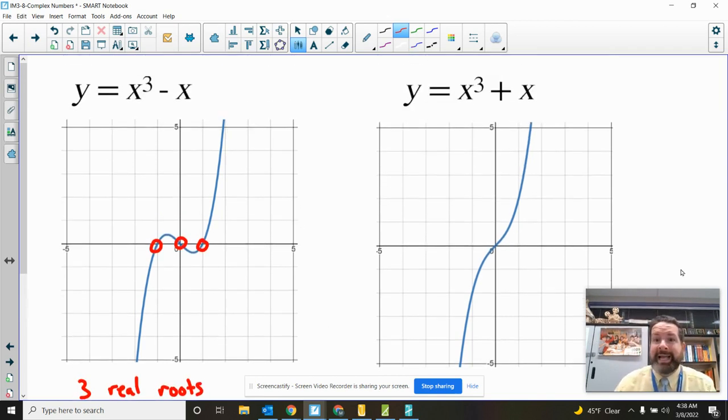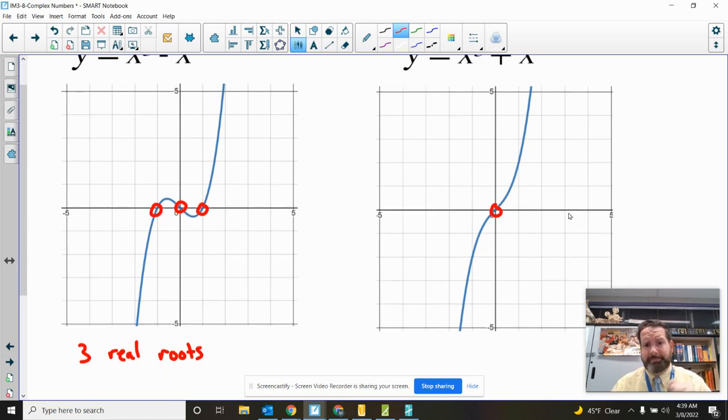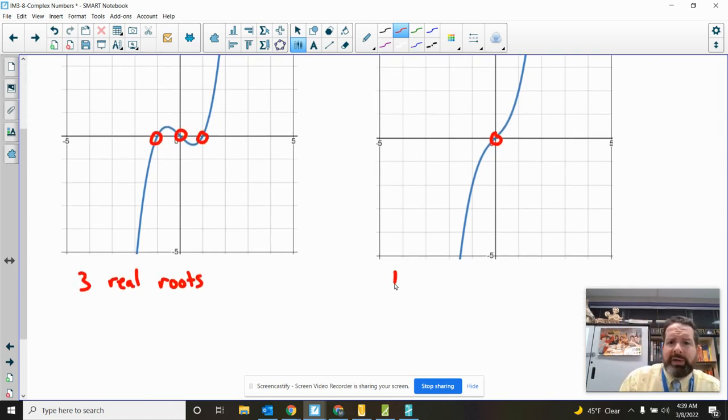As we take a look at this second one, I can see that there's a real root right here. By looking at the graph, I see that x-intercept. Now I notice that it, again, goes straight through the graph. So it's a 0 with a multiplicity of 1. So I've got one real root, and that occurs at x equals 0.